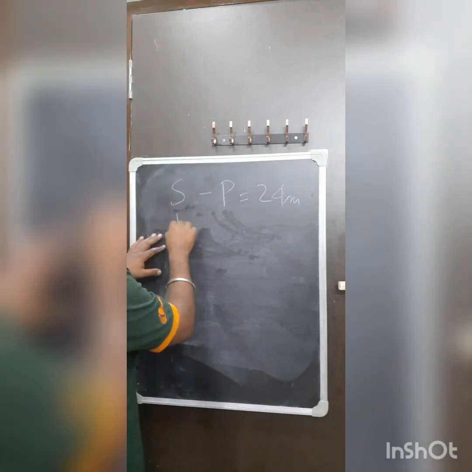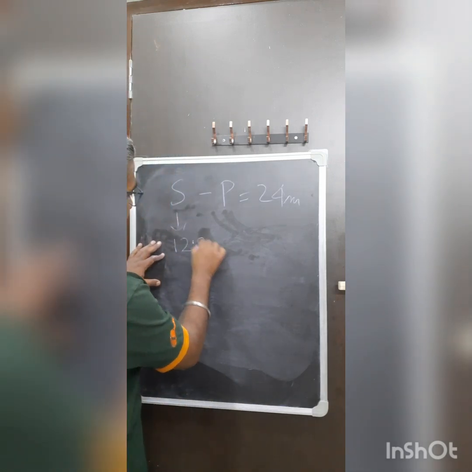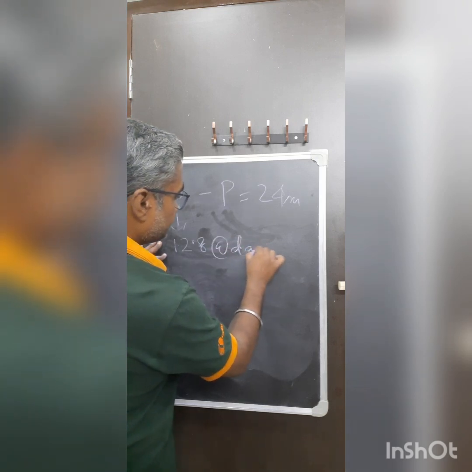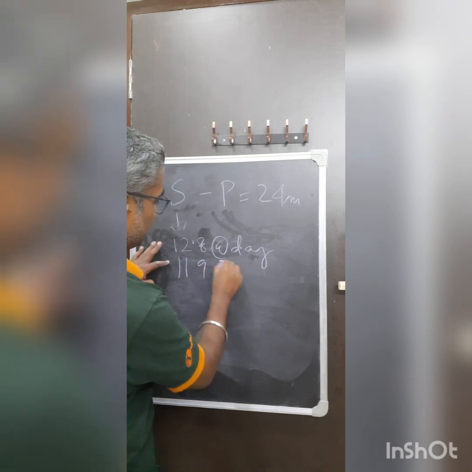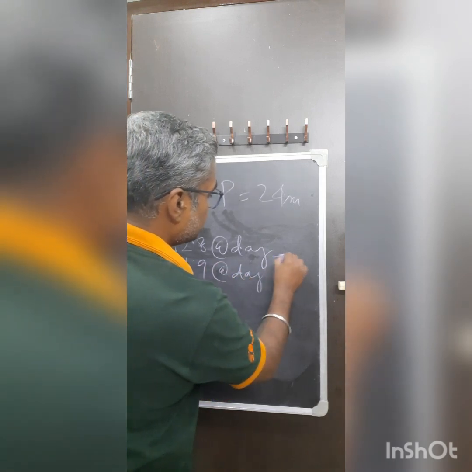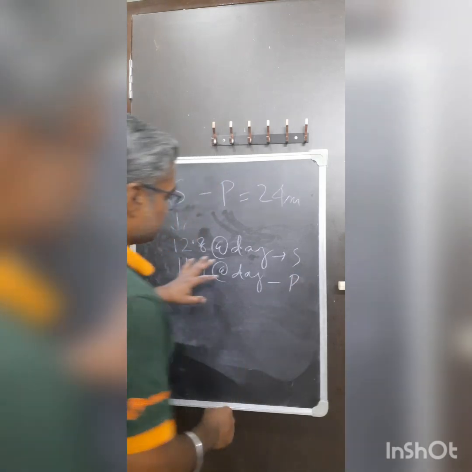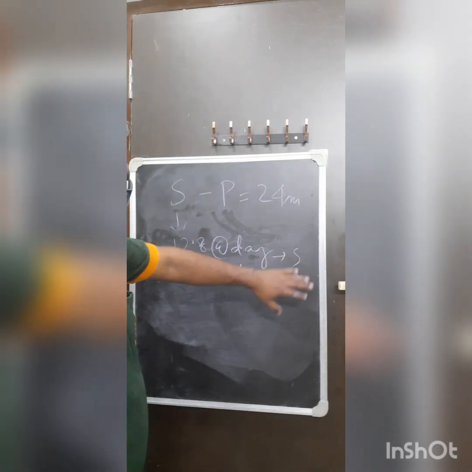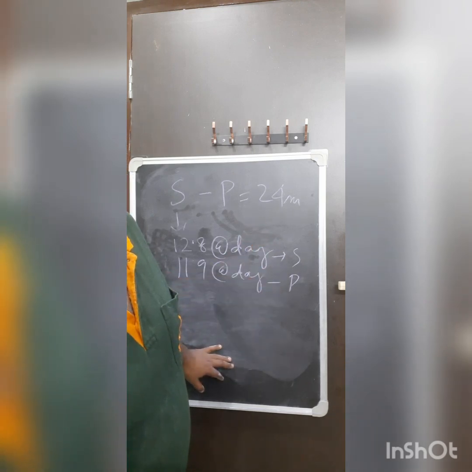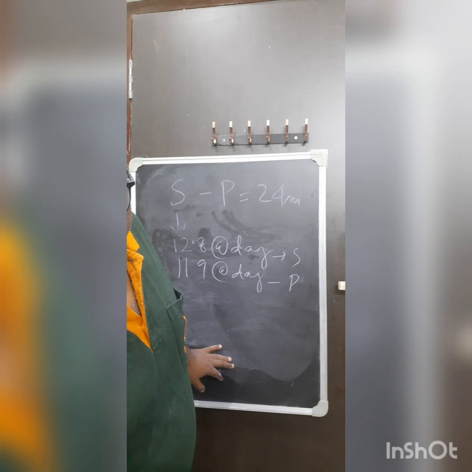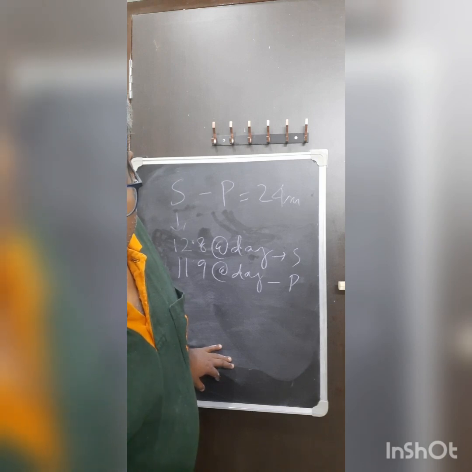So Stitchman used 12.8 meters per day and the Pantman used 11.9 meters per day. This is the consumption rate for Stitchman and Pantman. So this is the second condition of the math. Then, when Stitchman finished all the cloth he had, Mr. Pantman was still left with 6.6 meters.